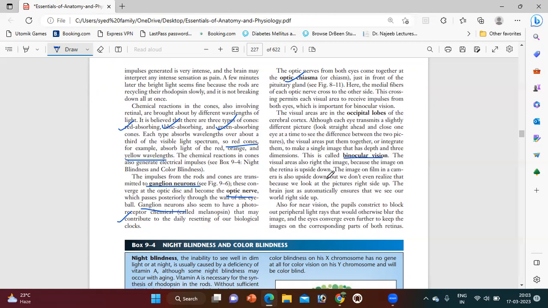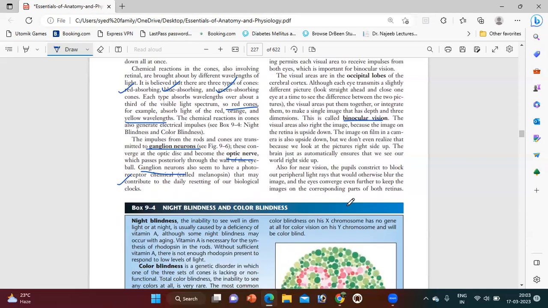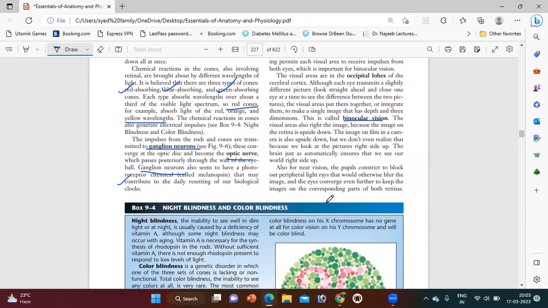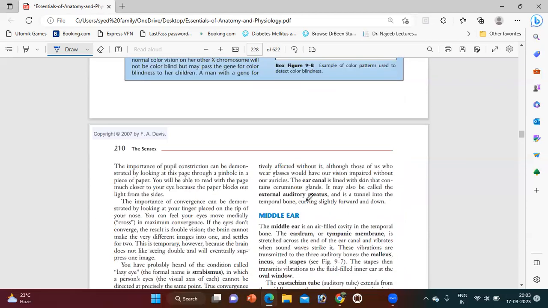The visual areas also right the image because the image on the retina is upside down. The image on film in a camera is also upside down. But we don't even realize that, because the brain automatically ensures that we see our world right side up. Also, for near vision, the pupils constrict to block peripheral light that would otherwise blur the image, and the eyes converge even further to keep the images on the corresponding parts of the retina.